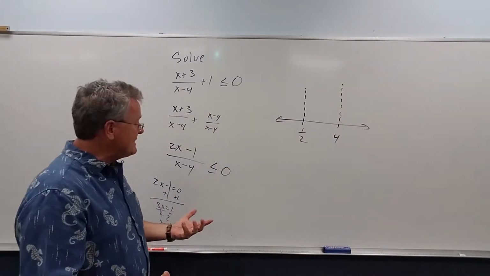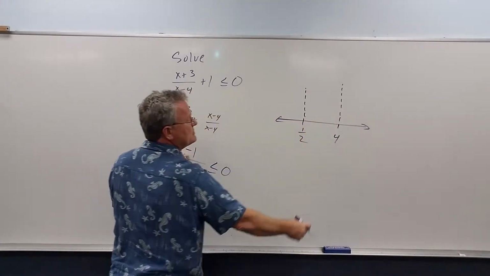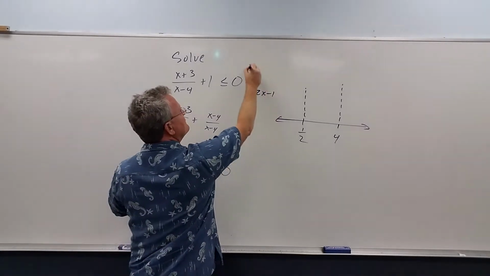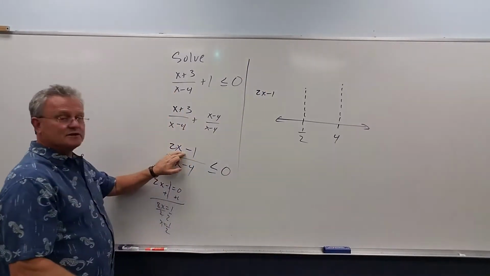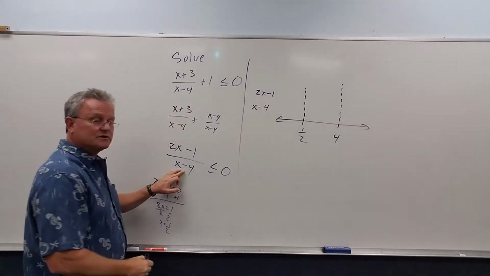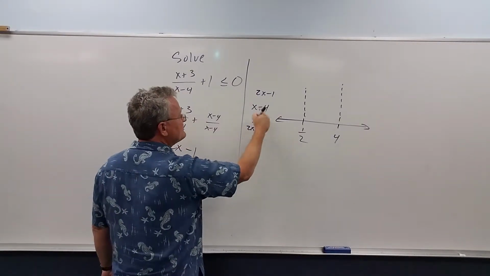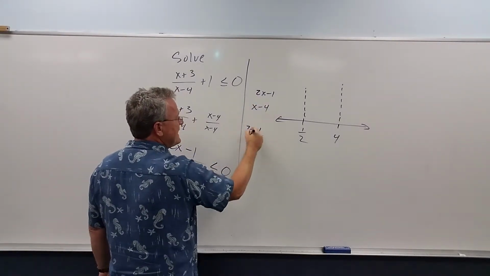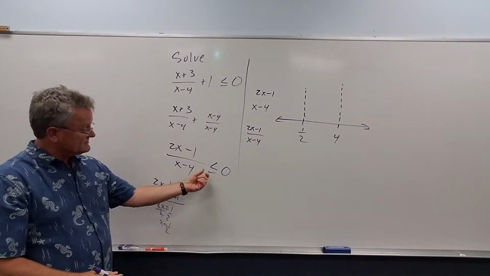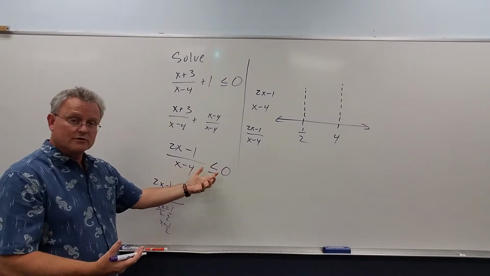Now we do the same idea as with quadratic inequalities. In each of these intervals, we need to know what is the sign of the numerator, 2x minus 1, and what is the sign of the denominator, x minus 4. And then we just take the sign of this, divide it by the sign of this, and see what the overall result is. Is it positive or negative? Is it negative, less than 0, or not?